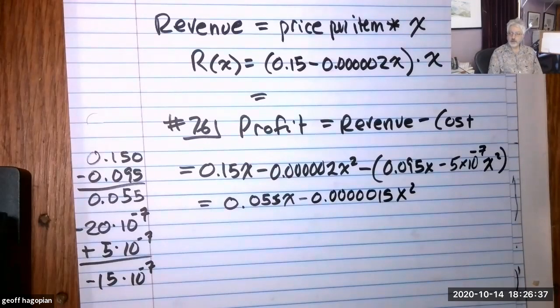So there's your profit. And I guess we're done. That was it. There are a bunch more of these things, is that right? Airplane trajectory in 82. Let's look at 82, then we'll move on to inverse functions.